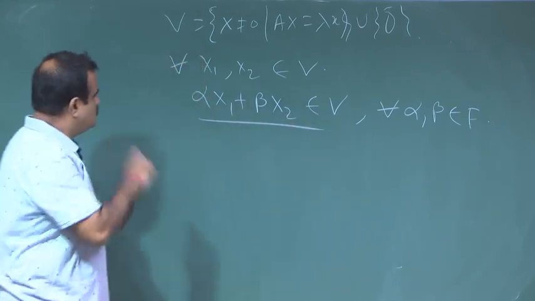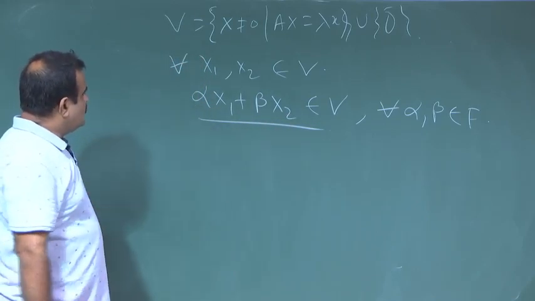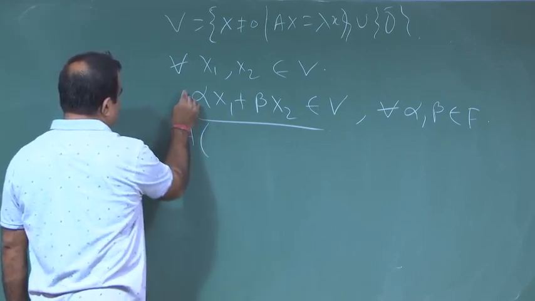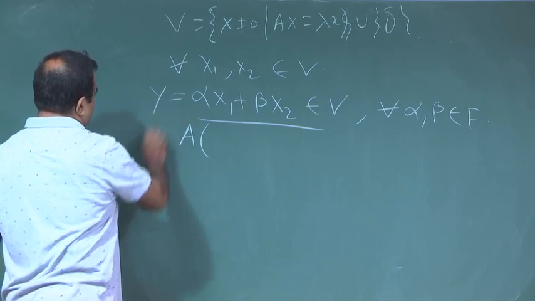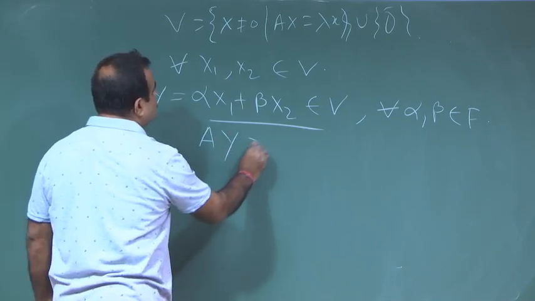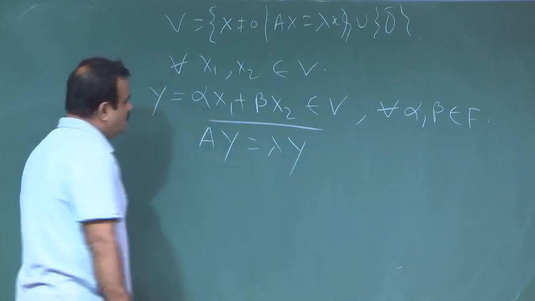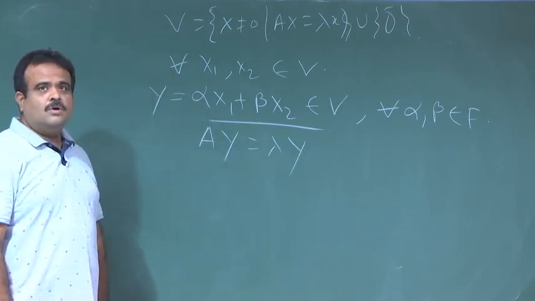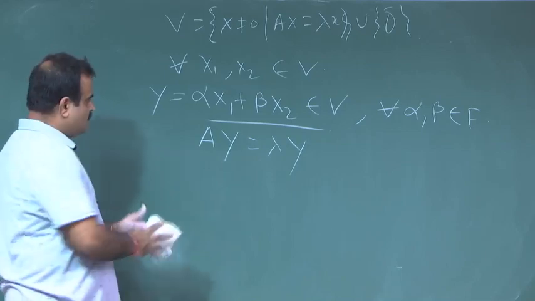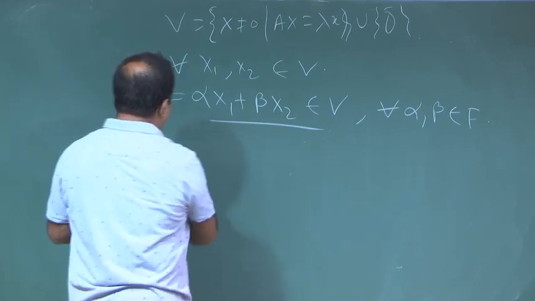Anyway, we have to show this. So, how to show this? Say this is y. We have to show y belongs to this. For that we need to show A y is equal to lambda y. If we can show that, then y is again an eigenvector. So, what is A y?